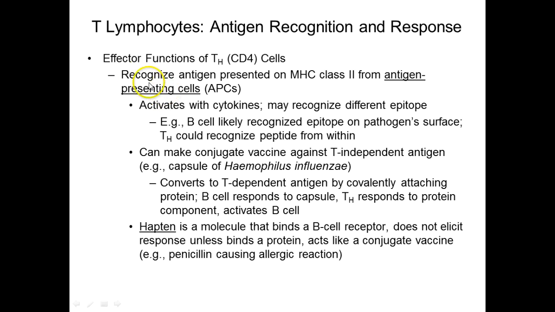Whereas helper T cells are doing more of a helper role. They are only going to get presented MHC class 2 by antigen presenting cells, so dendritic cells, B cells, macrophages. It's going to activate with cytokines. They may recognize a different epitope because remember, an antigen can be quite complex.